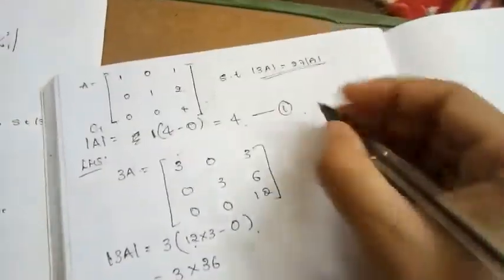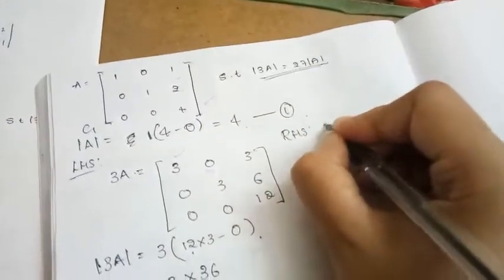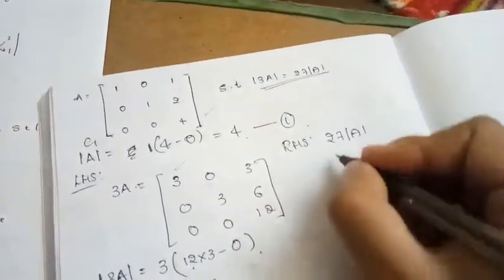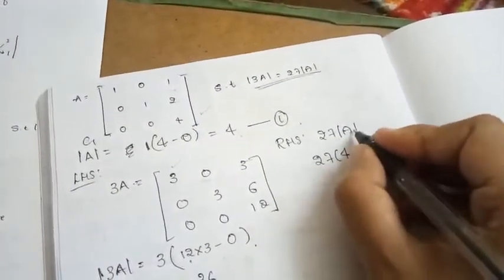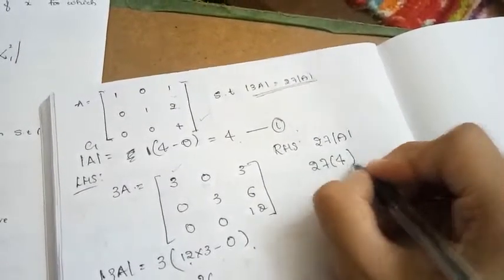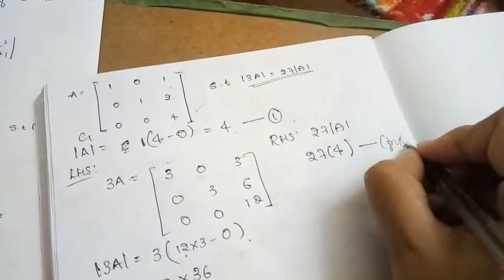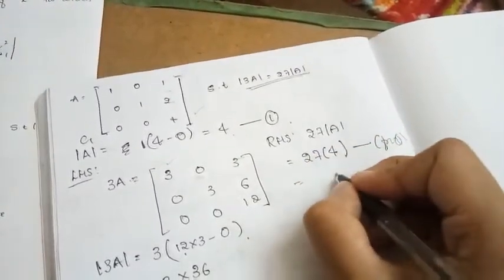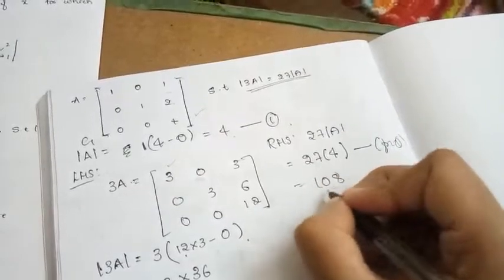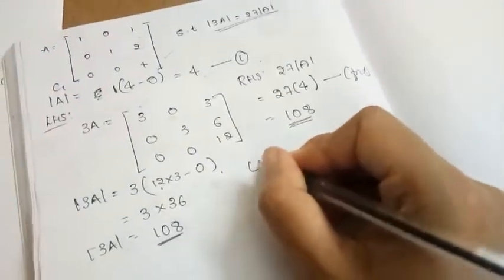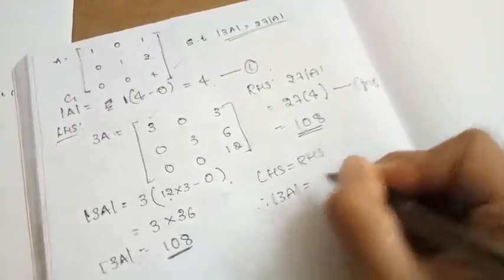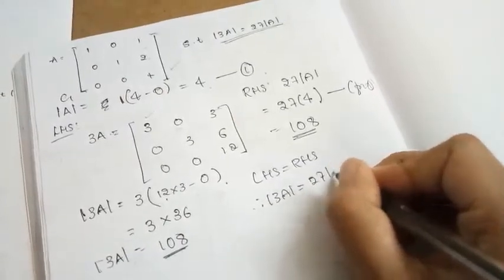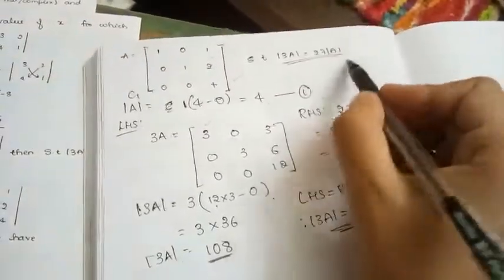So this is our LHS. What is our RHS? 27 into the determinant value of matrix A. We have found the value of matrix A. 27 into what is the determinant value of A? It is 4. It is from equation 1. So 27 into 4. 7 4s are 28, 2 carry, 4 2s are 8 plus 2 is 10, 108. So you can see clearly that LHS is equal to RHS. Therefore, determinant value of 3A is equal to 27 times the determinant value of A. So this is how we are going to prove the thing.